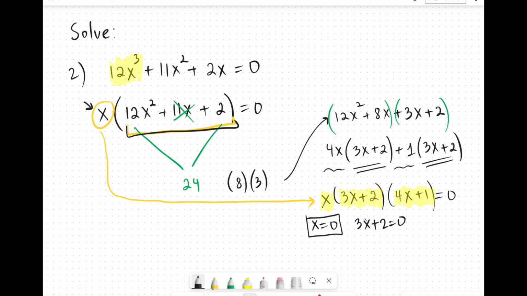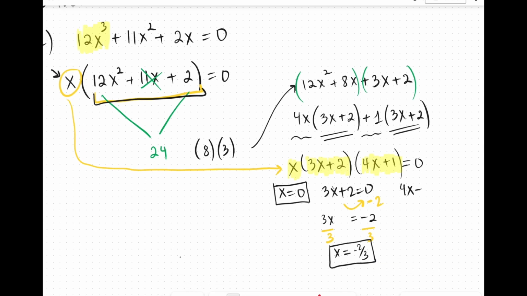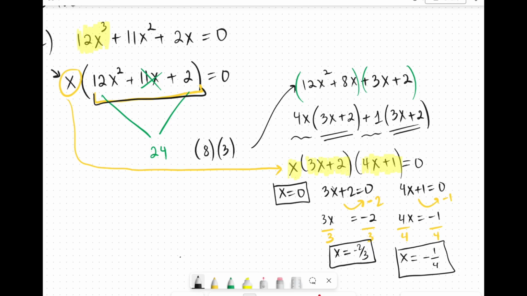This one requires solving, so we will take 2 to the right side by making it negative. And then you divide both sides by 3. x is negative 2/3. And then you set your third factor equal to 0. To solve this, you will subtract the 1 and divide both sides by 4. So this equation actually has 3 answers: 0, negative 2/3, and negative 1/4.